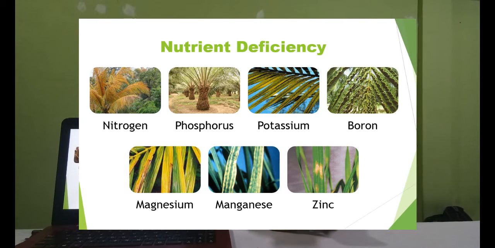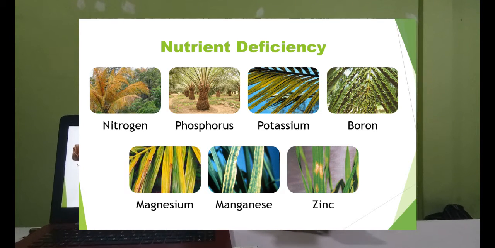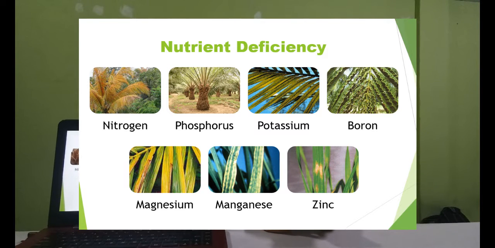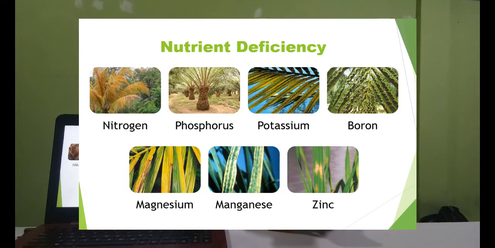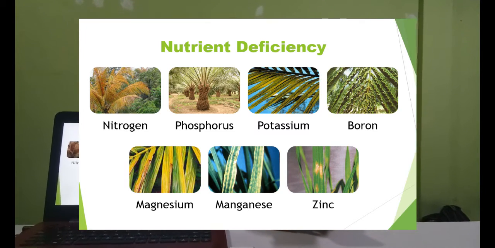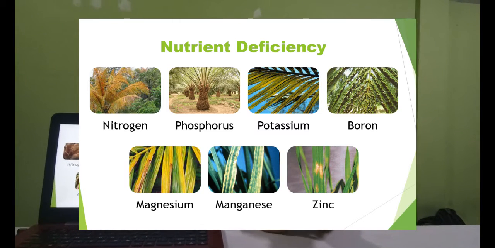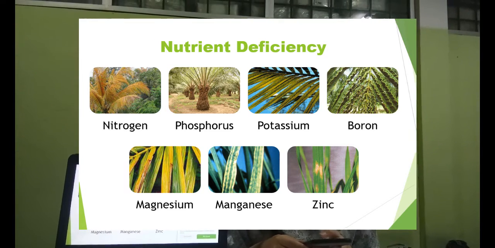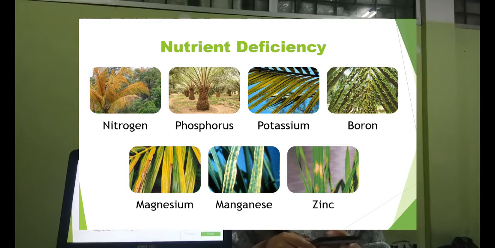Okay, after talking about the macronutrients, we are going to discuss the micronutrients. The first one is boron. The symptoms due to boron deficiency will be spotted if the frond tip of the leaf is misshapen, stiff and brittle, which you can see from the slide. The leaf is very deformed.